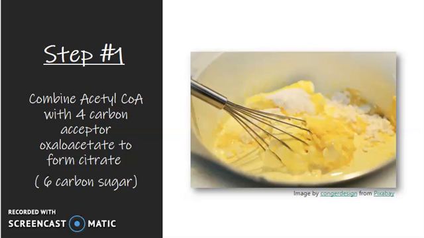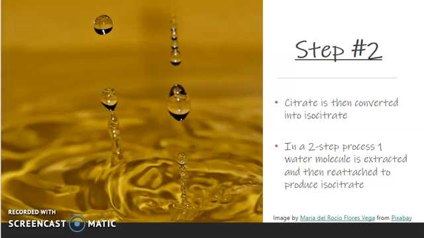Step 1 combines acetyl-CoA with 4-carbon acceptor oxaloacetate to form citrate, a 6-carbon sugar. In step 2, citrate is then converted into isocitrate. In this step, one water molecule is extracted and then reattached to produce isocitrate.